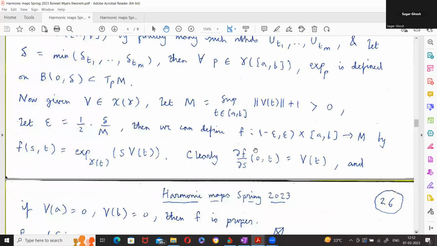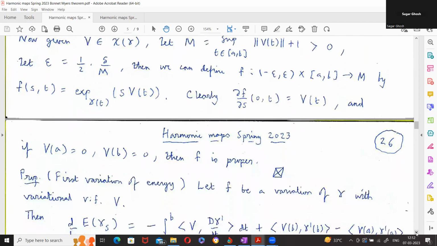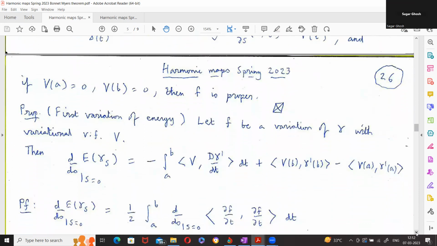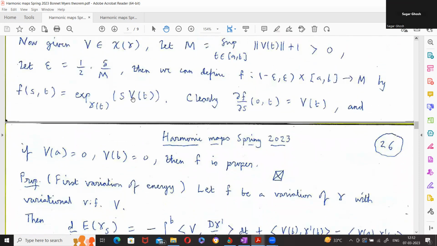Okay. So I've written out the details here. You can look at the details. I'm going to skip this proof for the sake of time. So just have a look. It's not very difficult. And you can see from this formula, if the variation is proper, that is, if V at A is 0, then this will be constant in S, right? At time A, for T equal to A and B.